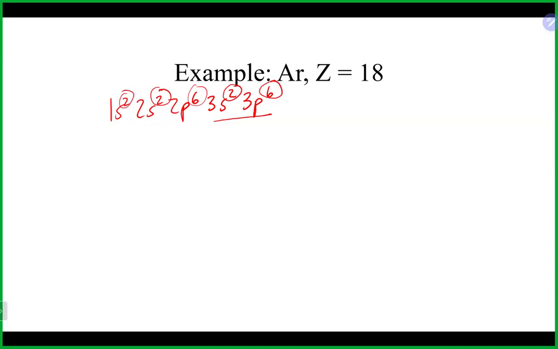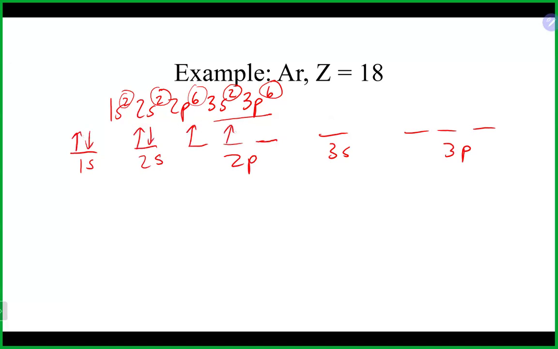If we're doing our orbital diagram, we would need a 1s box, a 2s box. We would need a 2p box, 3 of them actually. We would need a 3s box and a 3p box. And it would go in like this: up and down, up and down, up, up, up, down, down, down, up and down. And once again, this would fill the same way, up, up, up, down, down, and down in that case. Any questions on that there?